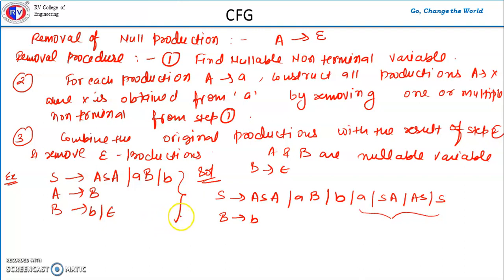So the original productions we will keep, and we will just remove the null productions. B to epsilon will be removed and A to B we will keep. And when we replace capital B by epsilon, I get a null production, and A also becomes nullable, so that will be removed. So this is the final grammar after removing null production. I hope you have understood the concept of removal of null production. Thank you for watching.